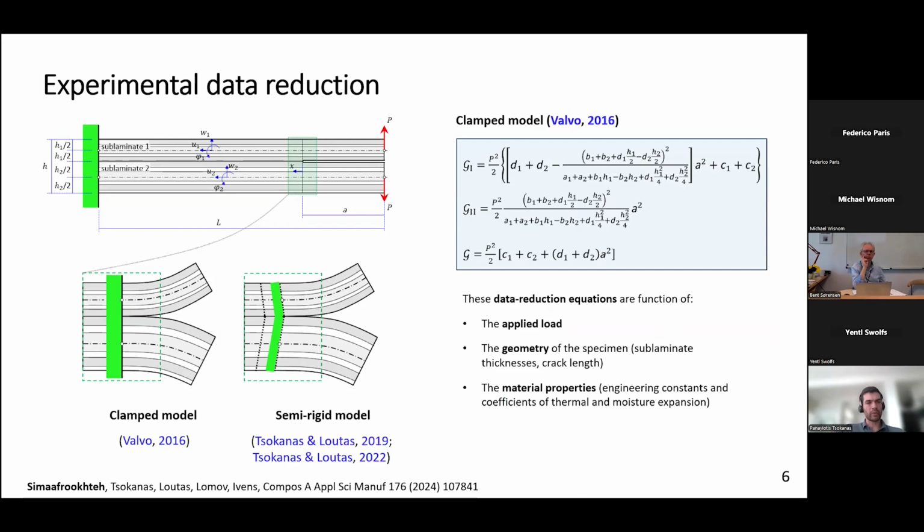Another important issue was related to the experimental data reduction, because in the presence of the stiffener, we have some bending extension coupling introduced. And in the cases that the system is manufactured at high temperature, we can have also residual thermal stresses. There are some analytical models in the literature which we can use to consider these effects. And I show here some models, for example, the clamped model developed by Valvo. I give the equations here to demonstrate the complexity of these equations. But still, these models are simplistic ones.